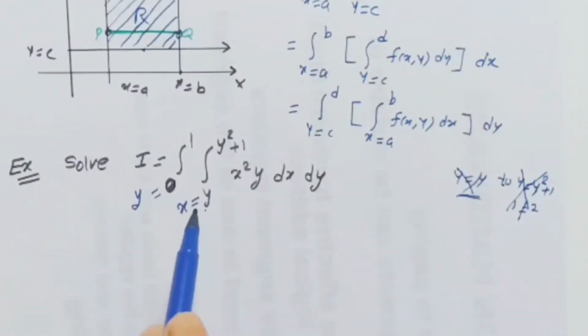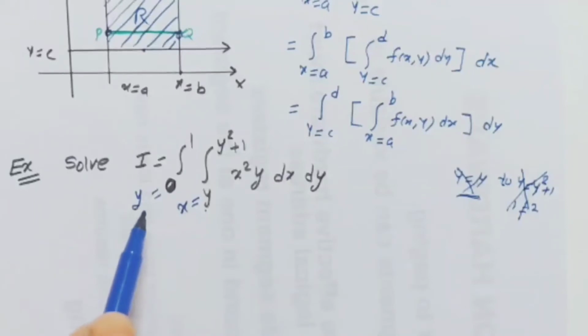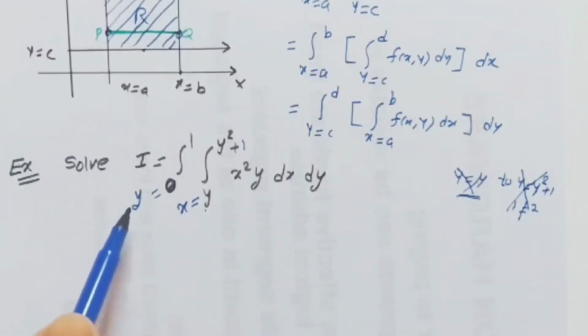If the limit of x is in the form of y, we have to first integrate with respect to x, because the limit of x is in the form of a variable, and the constant limit is for y, so we will integrate that later.